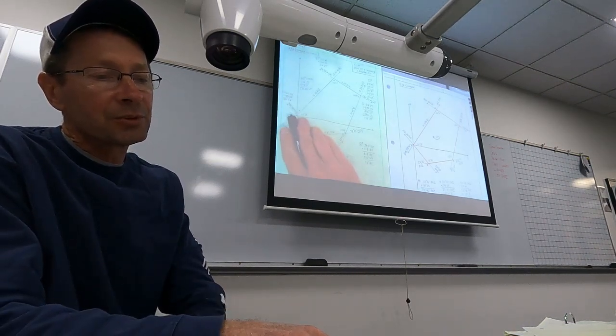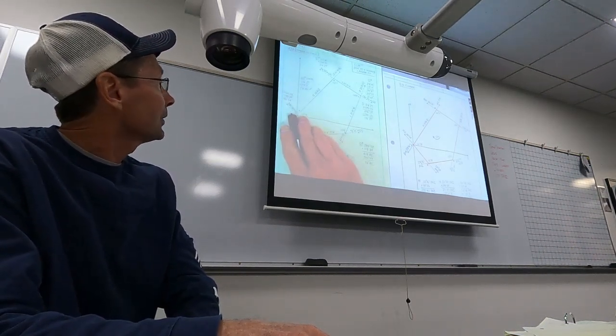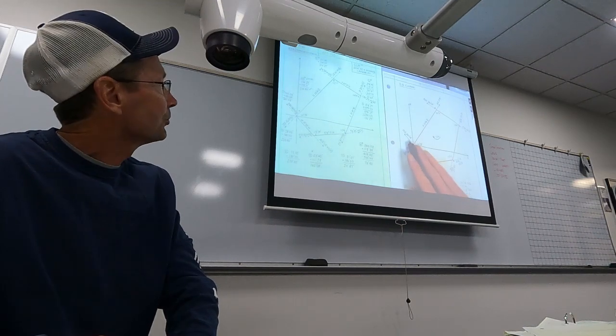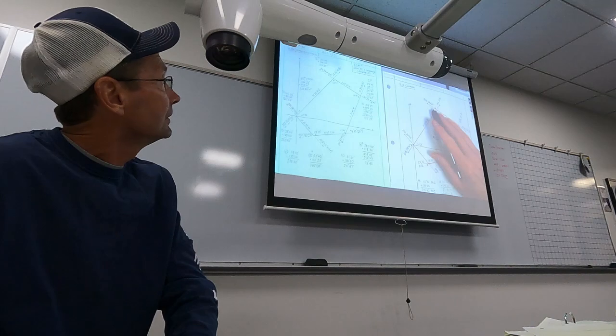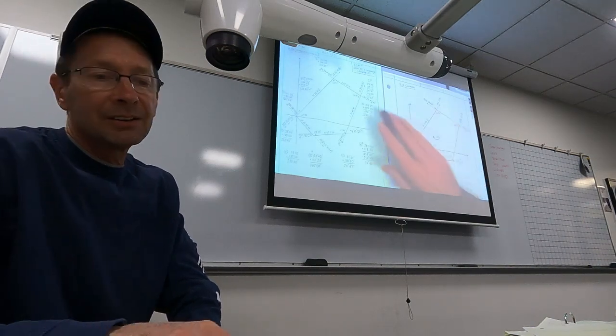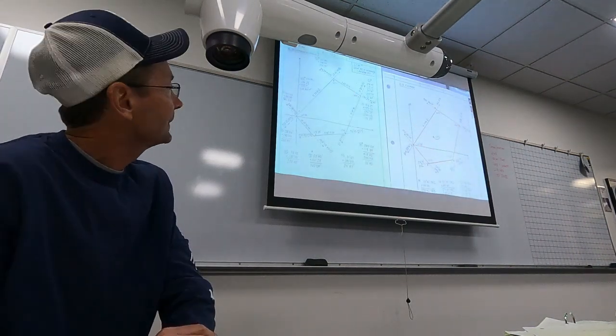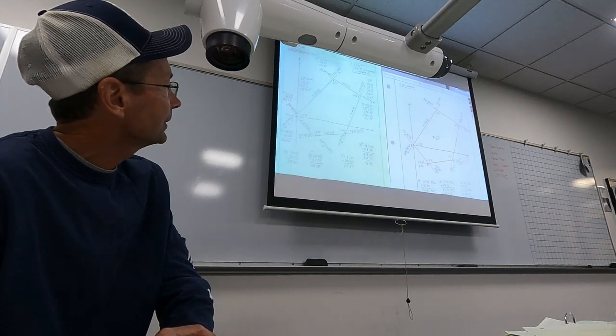Take a look at this one, 340.08 going counterclockwise. 340.08. How about this one? 316.29. 316.29. So there's a couple of differences in here, right?